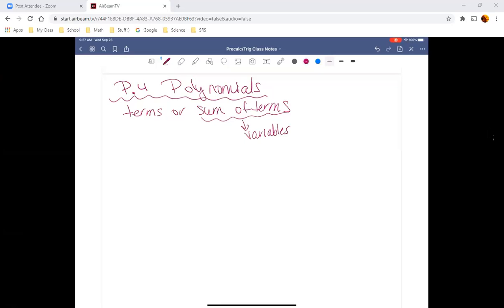So let's think of a crazy one. Let's say we had, I don't know, 7x to the third minus 9x squared plus 13x plus 6. Those are some good numbers for today. So this is an example of a, hold on.